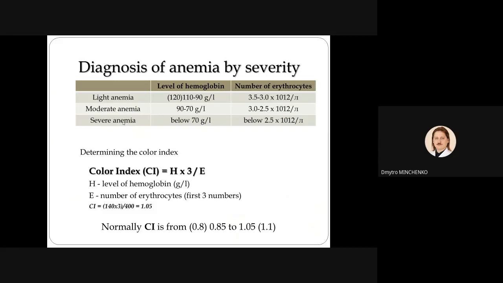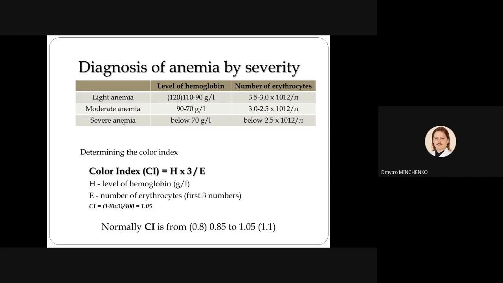And remember that erythrocytes alone do not mean anemia. Anemia is not the same as erythropenia. Anemia is the decrease of hemoglobin. Yes, it is very often accompanied by decrease of erythrocytes. But a decrease of erythrocytes by themselves without hemoglobin decrease does not imply anemia, simply erythropenia. Moderate levels 90 to 70, 3 to 2.5 erythrocytes, and severe anemia below 70 and below 2.5 erythrocytes.